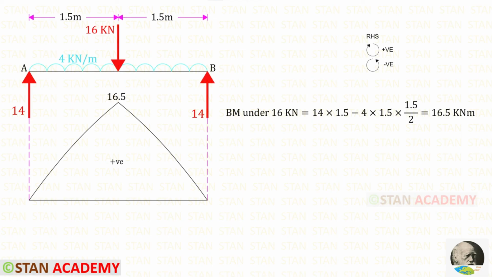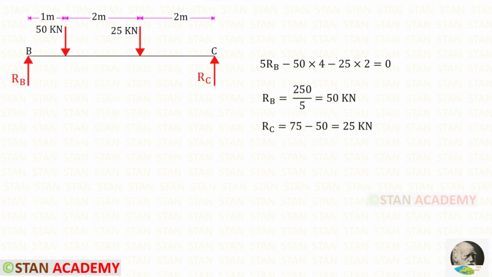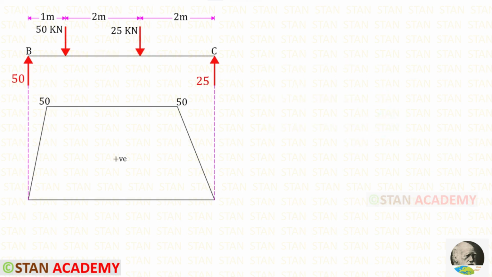Now, using the right hand side rule, we can find the bending moment under the 16 kilonewton point load, which is 16.5 kilonewton meter. Now let us take the span BC and find the reactions RB and RC. Let us draw the bending moment diagram. 50 into 1 we will get 50 and 25 into 2 we will get 50.